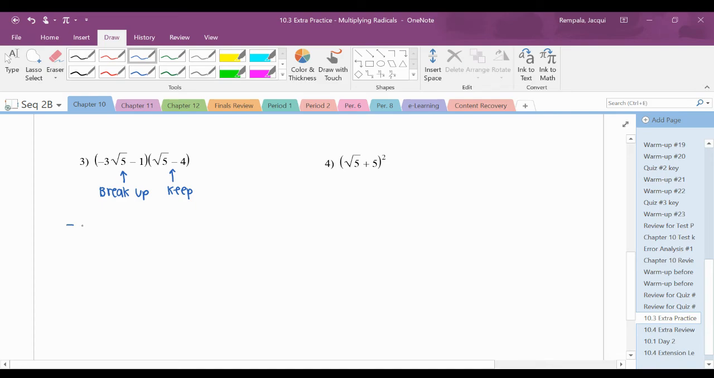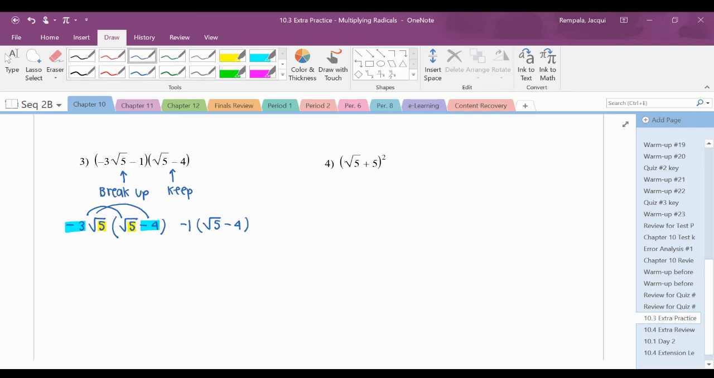So that means that I want to take that negative 3 root 5 and I want to multiply it by what I'm keeping, which is the square root of 5 minus 4. Then I go back to what I broke up, which was then negative 1, and that also has to get multiplied by what I'm keeping, which is the square root of 5 minus 4. Because now we're back to what we did in those last two problems. I can take what's on the outside and I can distribute it. So notice that the square root of 5 on the outside gets multiplied by the square root of 5 on the inside. Notice that it's the negative 3 that's going to get multiplied by this negative 4.